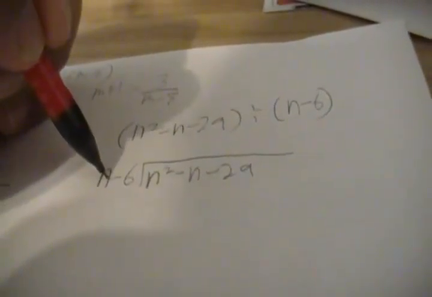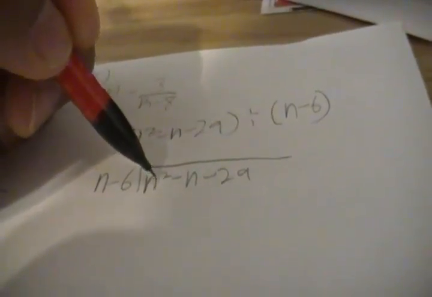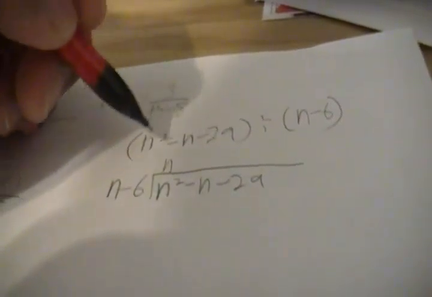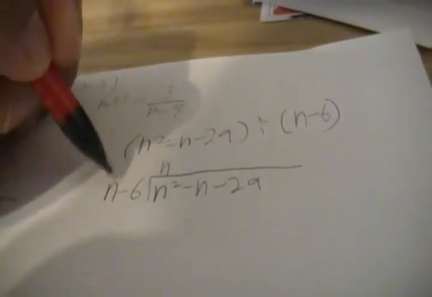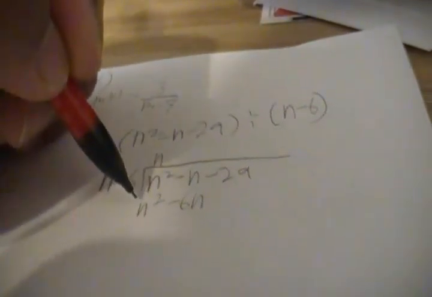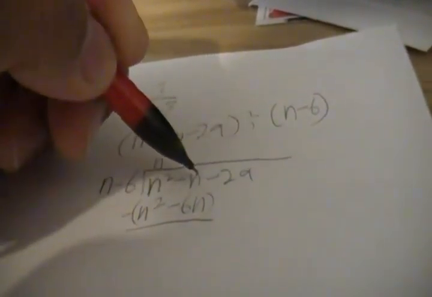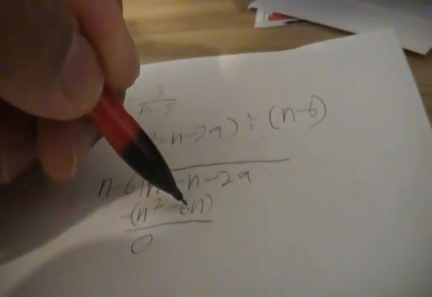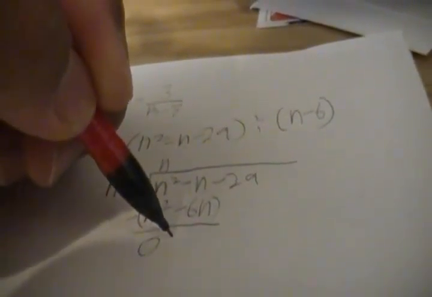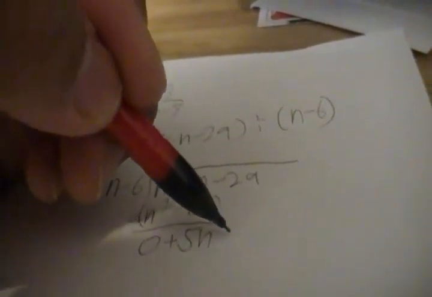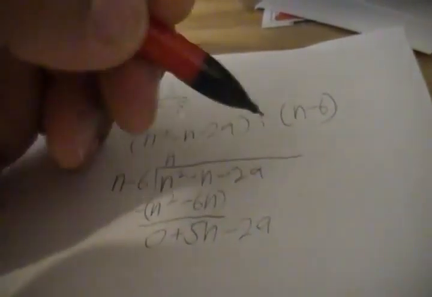So again, you ask yourself, if you want to get n squared, how many times do you have to multiply n? We multiply it once by n, right? So you get n times n is n squared, and n times negative 6 is negative 6n. Then we subtract this from this, and you get 0. Negative times negative is plus 6, so 6n minus n is going to be plus 5n. Right? Bring down the negative 29.